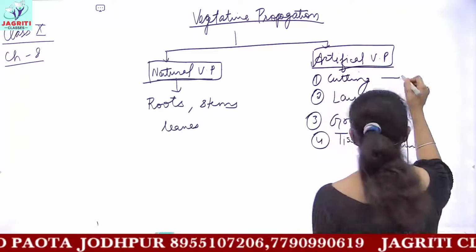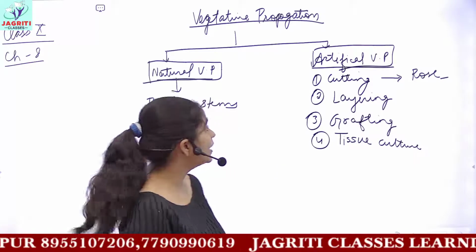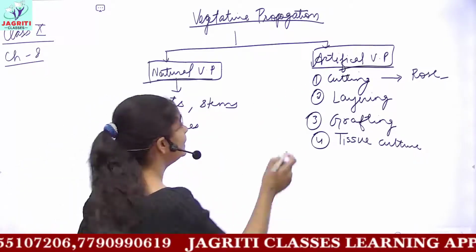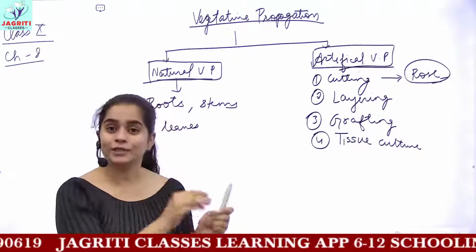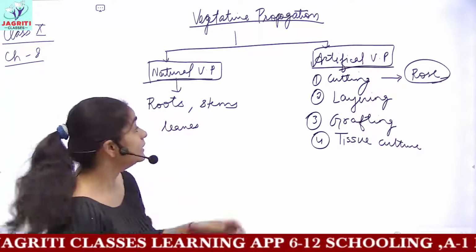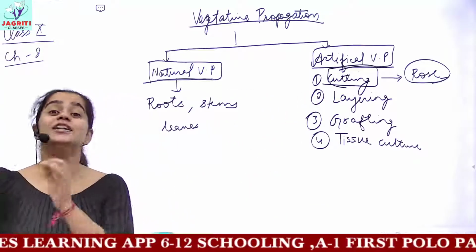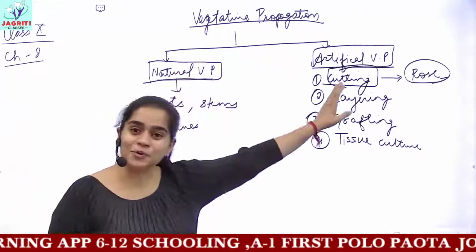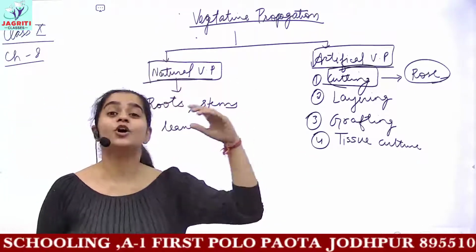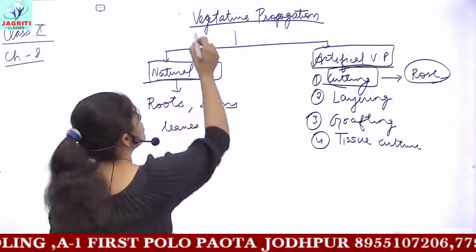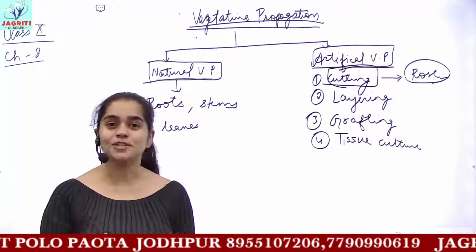So cutting is very commonly observed in the rose plant. For propagating a rose plant you can take a stem cutting, put it in the soil and provide it with water and favorable conditions. Then you will observe that from the stem cutting of the rose plant a new plant grows. This is what vegetative propagation means: when we grow a new plant using vegetative parts. The first one, cutting, is commonly observed in rose plants.